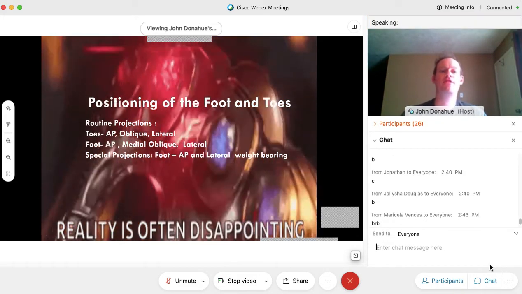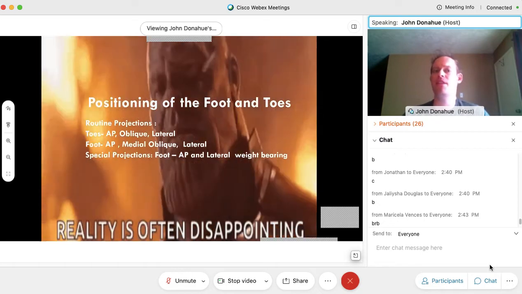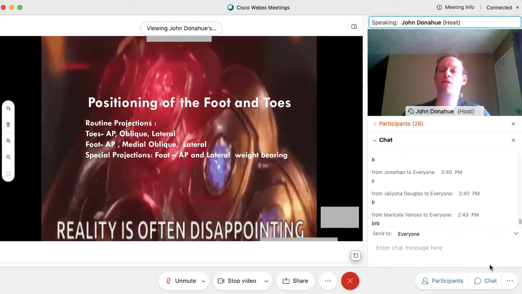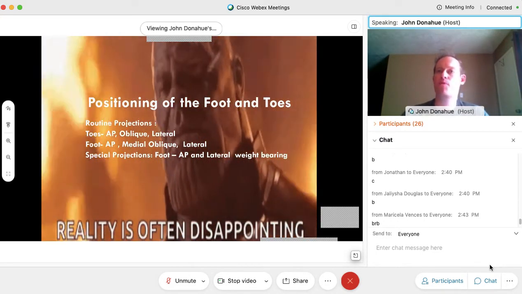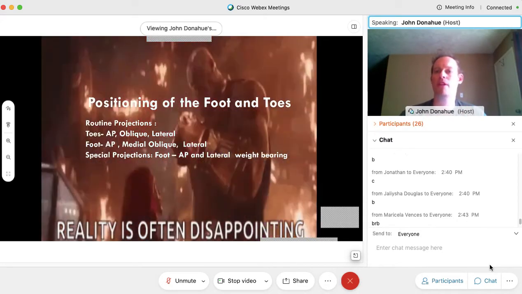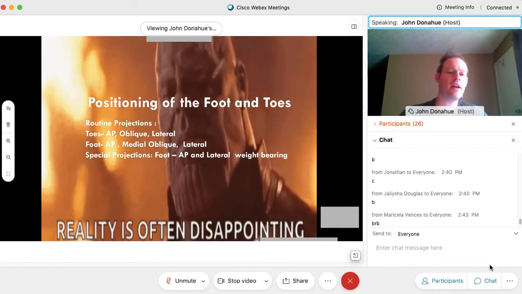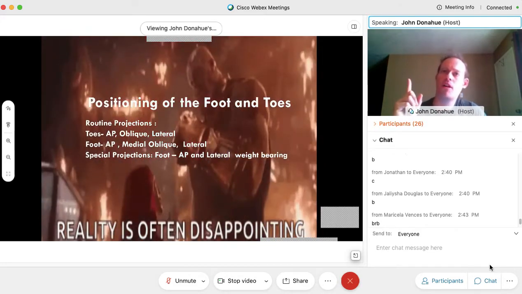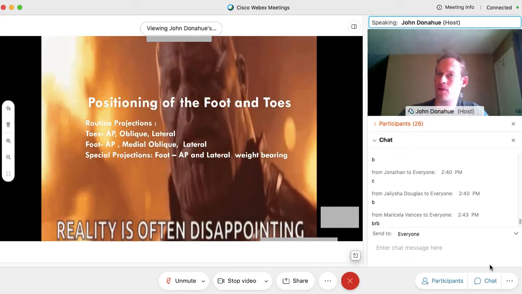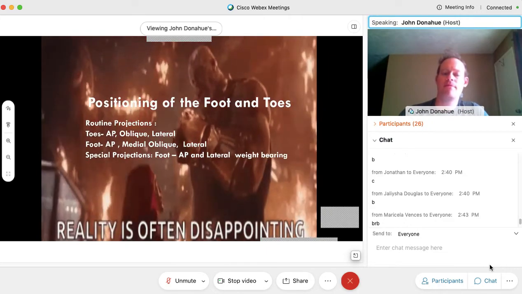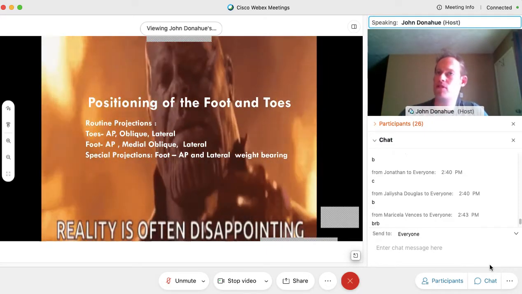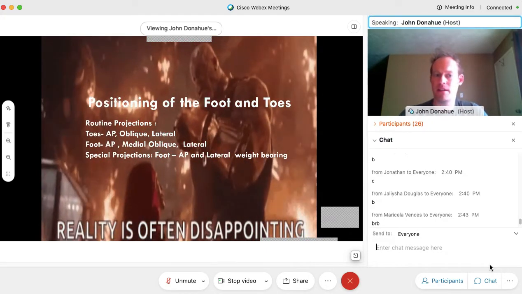All right, so we're going to get into positioning now. We're going to start with the feet and the toes. As far as our routine projections go, when we talk about toes, we have a typical AP, oblique, and lateral. On the foot, we have an AP, keyword medial oblique, and lateral. Very important to know that. Medial oblique is what we choose to do on our feet, not lateral oblique.